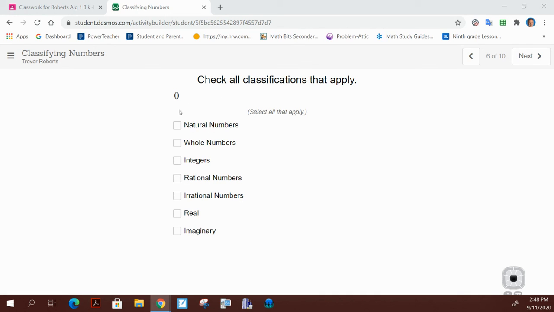We look at 0. Is it a natural number? No, but it is a whole number, integer, rational, and real.